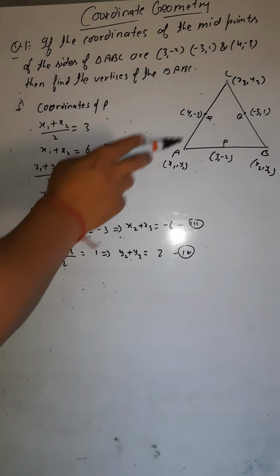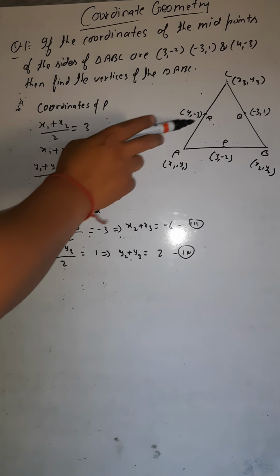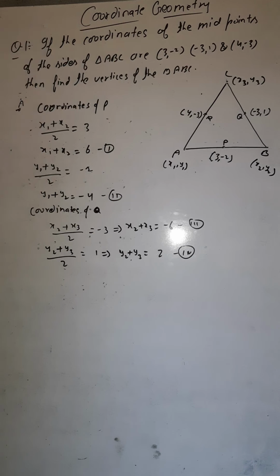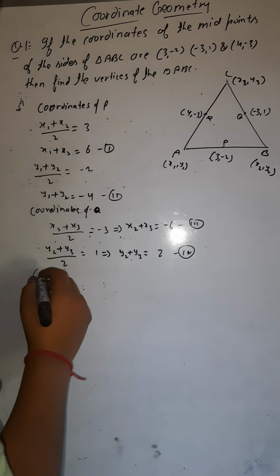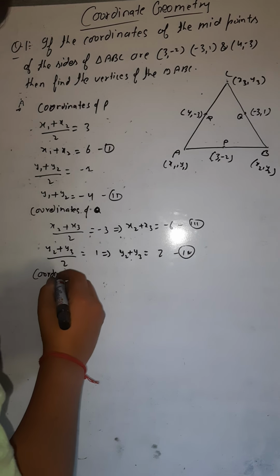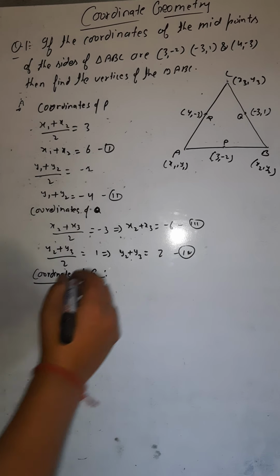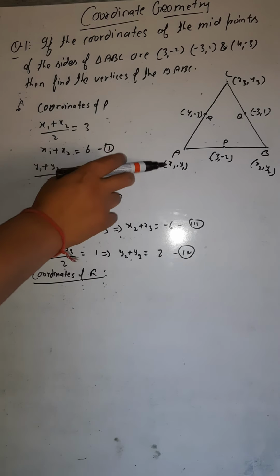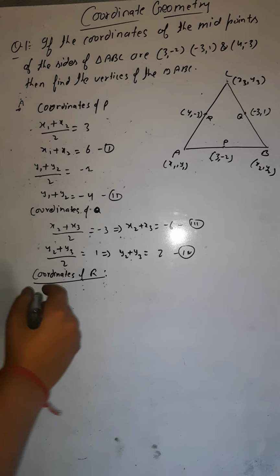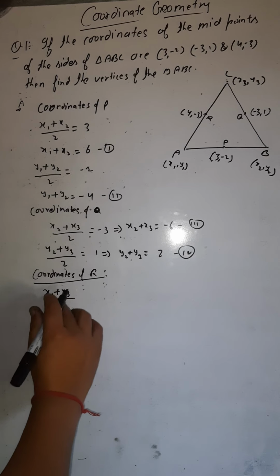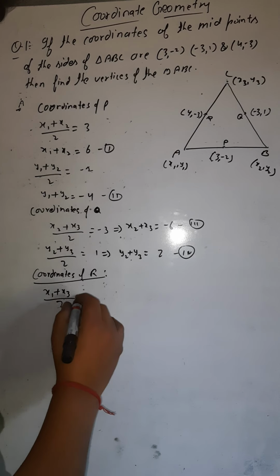Okay, let's move to the other side, that is the AC one. So here we would find out the coordinates of R. The first coordinate would be the first divided by 2. So here I'm writing the coordinates of R. The first coordinate is (x1 + x3)/2.